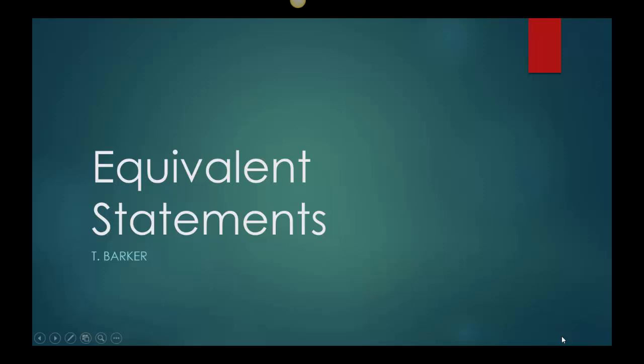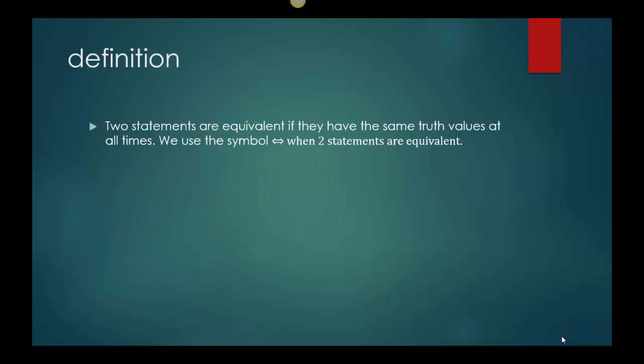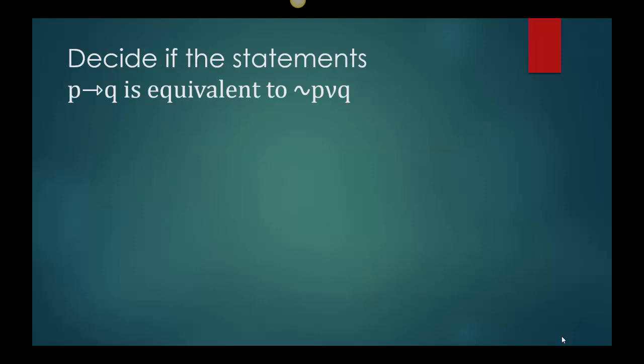This video will talk about equivalent statements. Two statements are equivalent if they have the same truth value at all times. We use the symbol that kind of looks like an equal sign with an arrow on each end when two statements are equivalent. So let's decide if the statements P implies Q and not P or Q are equivalent.